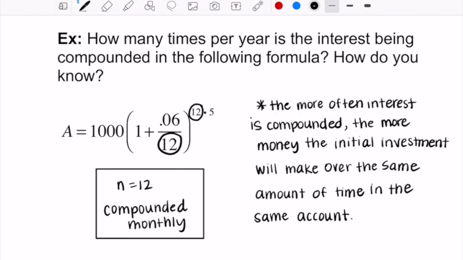Make a note on this one that says: the more often interest is being compounded, the more money the initial investment will make over the same amount of time in the same account. Obviously, if the investment is being made over a longer period of time, that will also yield a bigger return. If you were looking at the same investment at the same rate for the same amount of time, the one that's compounded more often will yield a bigger return, so you'll get more money.